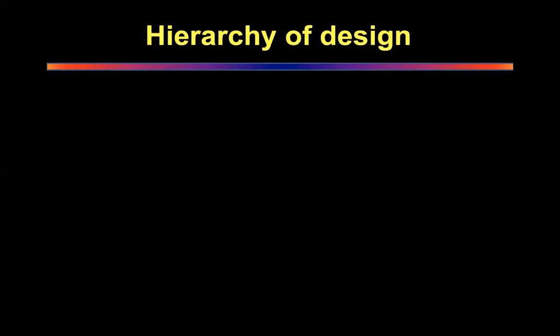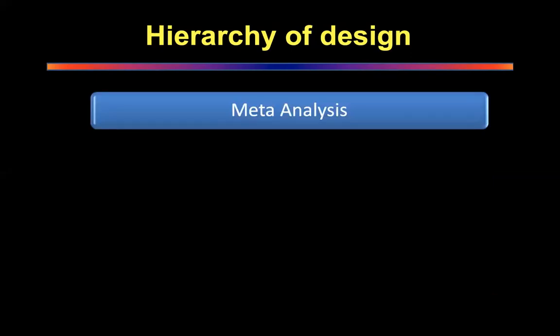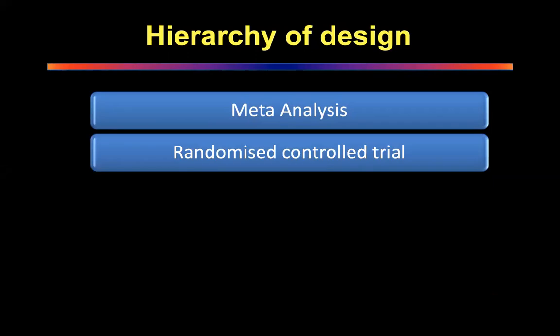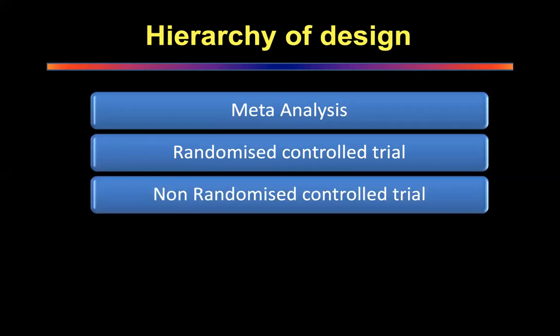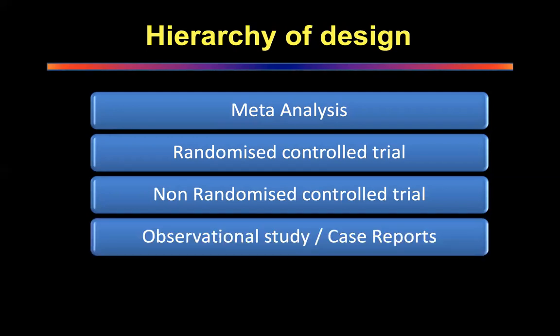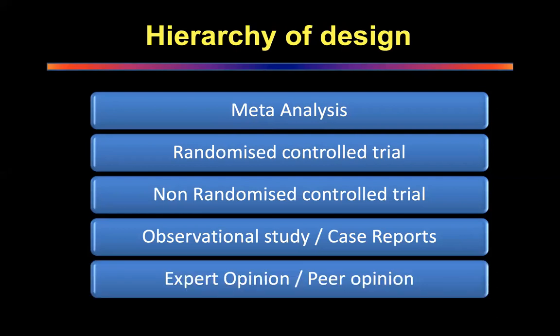What about hierarchy of design? What do you mean by that? Hierarchy of design means meta-analysis is the highest hierarchy. Then comes the RCTs, randomized controlled trials. Then come non-randomized controlled trials. Then comes observational study and case reports. And last comes expert opinion or peer opinion.